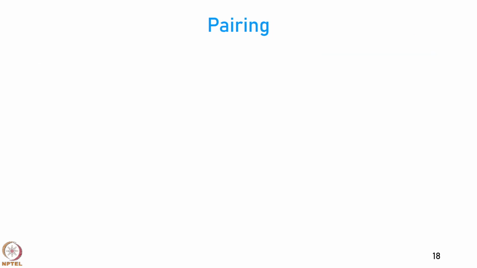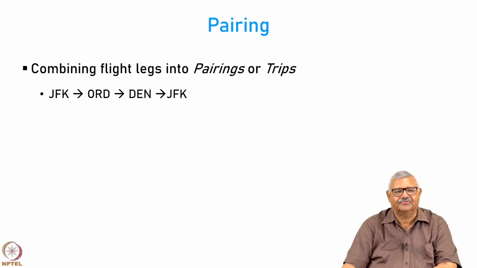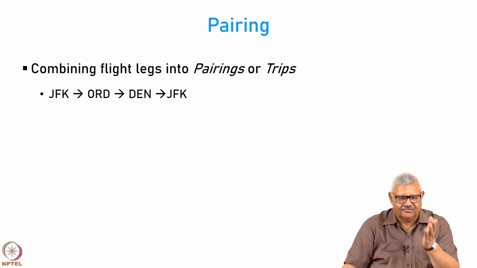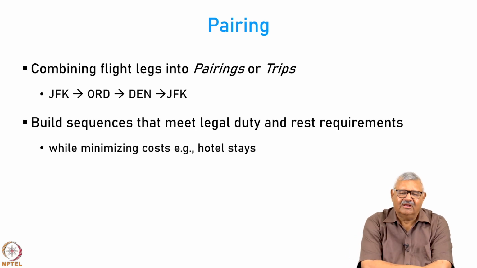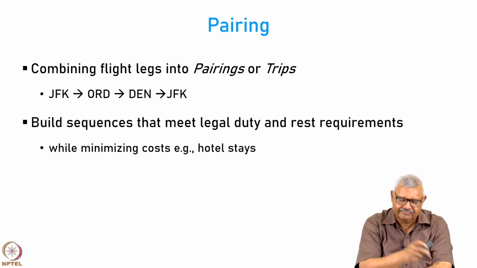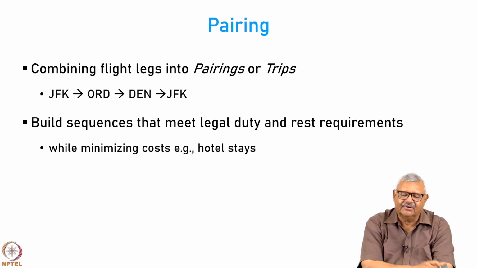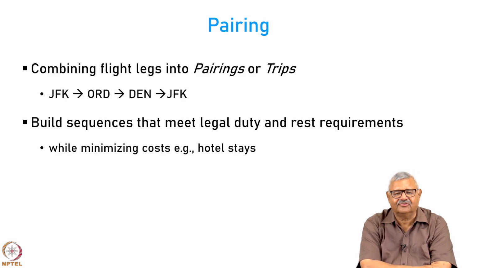Then you have the next step, which is pairing. Basically pairing means combining the flight legs into pairings or trips. For example, JFK to Chicago is one flight, Chicago to Denver is another flight, Denver to JFK is another flight. So when you come up with the combination of these, you get a trip, right? So when we do crew pairing, we need to build sequences that meet the duty requirements and the rest requirements. And there is a word there called legal requirements, which I will elaborate on a little bit more. Right now we can assume that you have to build sequences that meet the requirements of the duty times and the rest of the crew members.